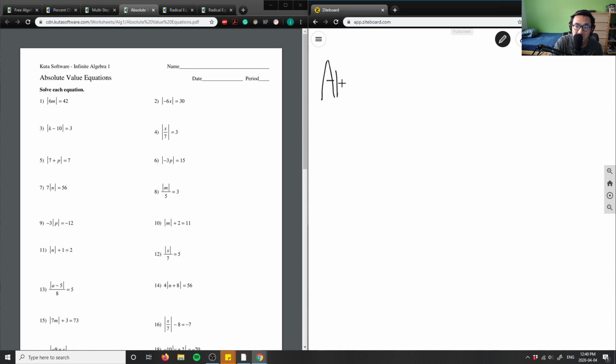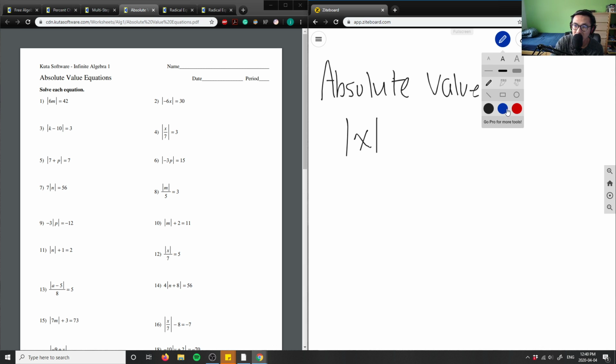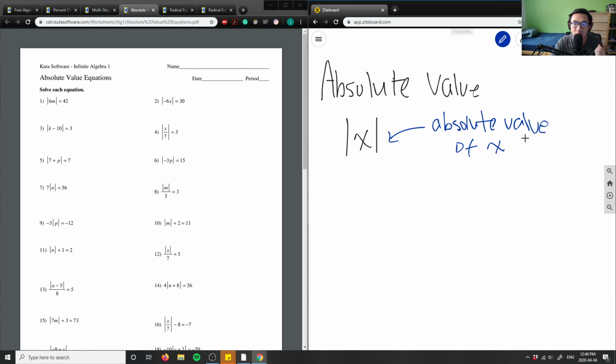This is absolute value. So I'm going to first define what absolute value is. So an absolute value is simply denoted with two bars. There are two bars and then something in the middle. So two bars and then x. If I were to say this out loud, it's not just bar x bar, it would simply be the absolute value of x. So what I have here is the absolute value of x.